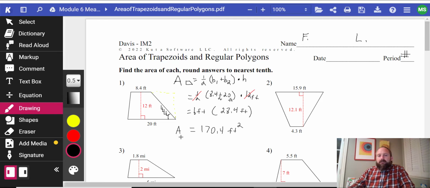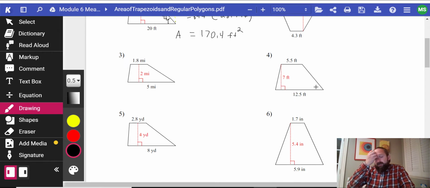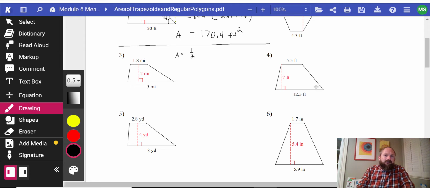All right, let's do the next one. So once again, the area is going to be equal to half of the height. We can move it around, it's okay. Half of 2 miles times base 1 plus base 2. And we're multiplying that. So half of 2 miles is 1 mile. And technically we're going to keep that because it's going to be miles times miles to get square miles later, but don't worry about it.